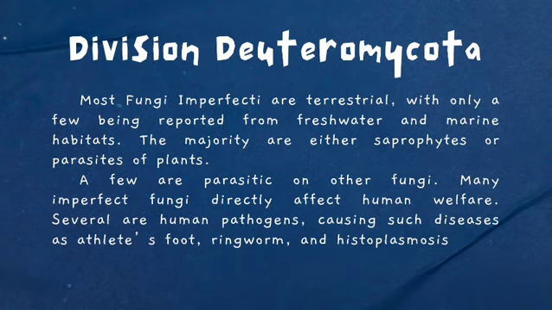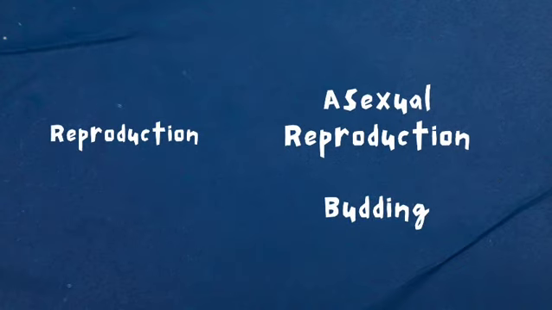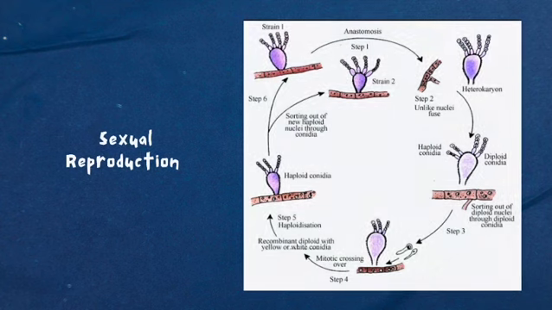When it comes to reproduction, asexual reproduction is by budding, where a bud is produced from the parent cell, and during favorable conditions the bud gets dispersed into a suitable medium and results in a new individual. When it comes to sexual reproduction, here it is different. It is called the parasexual cycle. It is not like normal sexual reproduction; it is slightly different.